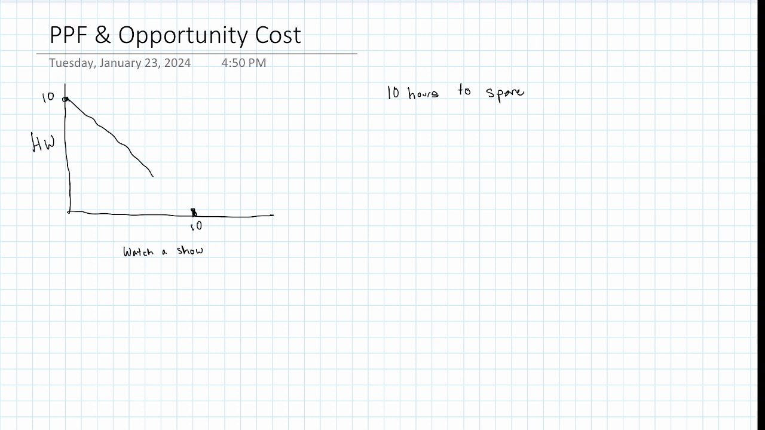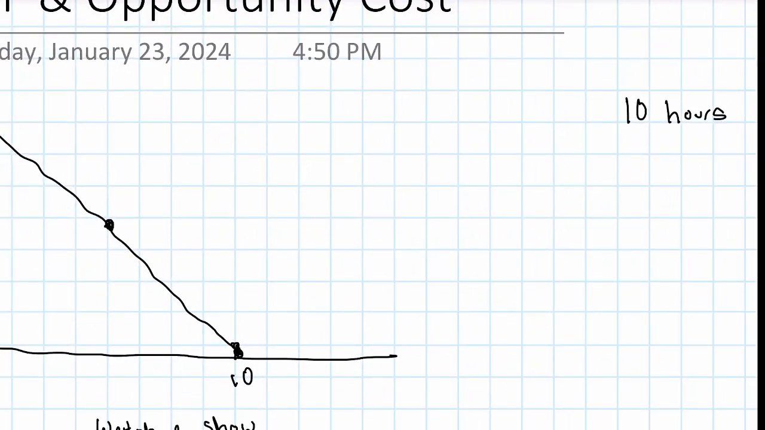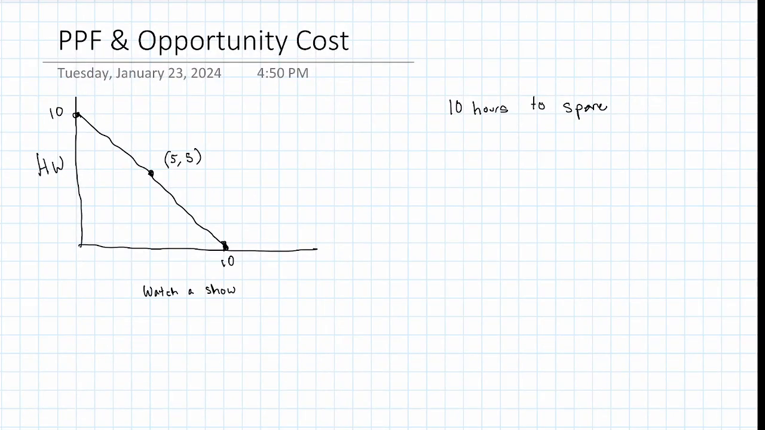And then we draw this line in between, and this line kind of indicates how we split up our time. So we could be like, for example, this could be like 5 and 5. There you go. And everything in between. So like right here is like maybe we spend 7 hours doing homework and only 3 hours watching a show, and vice versa. So we have this kind of trade-off, and this is our opportunity cost.